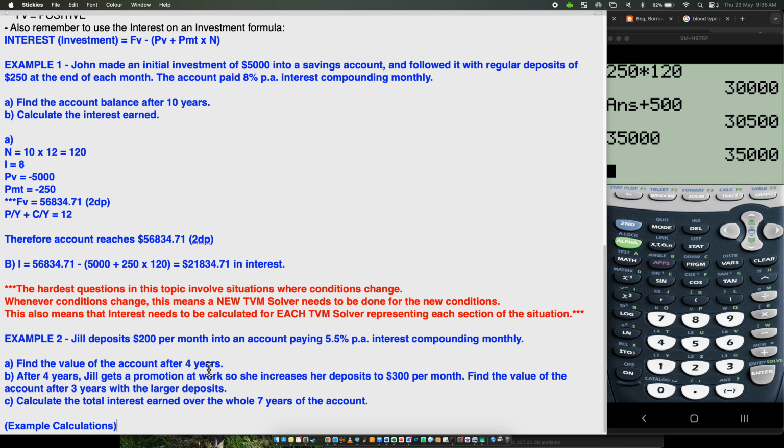Jill deposits $200 per month in an account paying 5.5% per annum interest, compounding monthly. Is she starting off with anything in there?